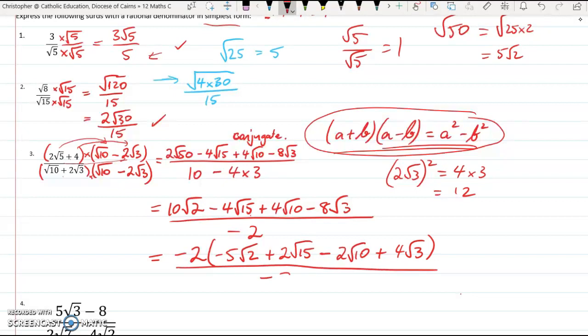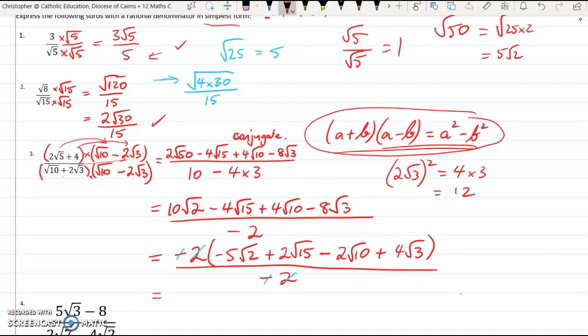All of that over negative 2. And what that essentially does is it's going to get us to cancel the negative and cancel the 2's as well. Meaning that we can rewrite that whole thing on the numerator, and in fact the denominator is now gone.